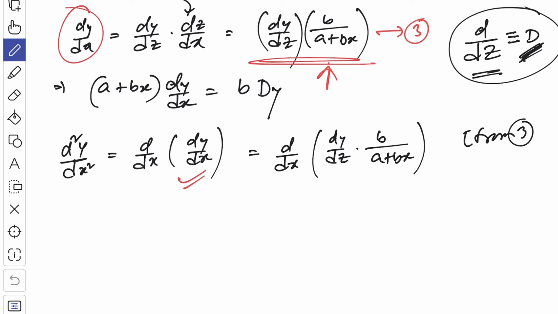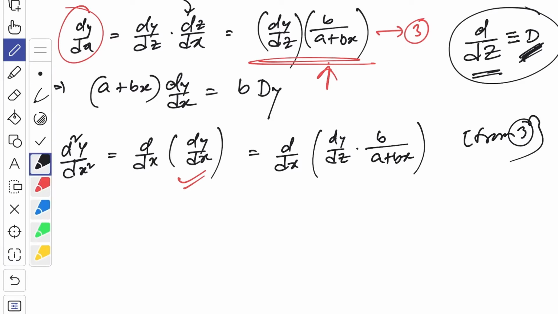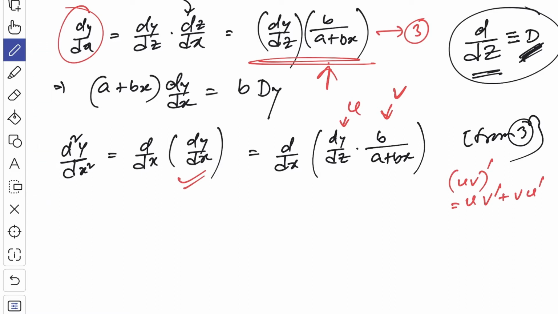So from 3, here we are going to use the product rule. We consider this one as u and this one as v. So u is the first function, v is the second function. We know the product rule: the derivative of u times v is given by the first function u times the derivative of the second function v, plus v times the derivative of the first function u. So let us apply this here.